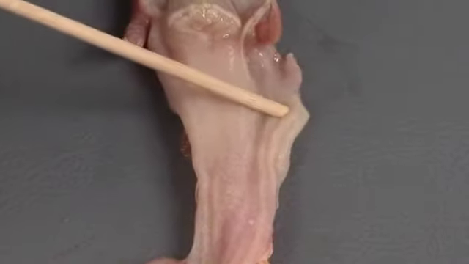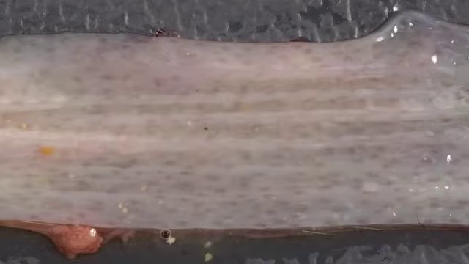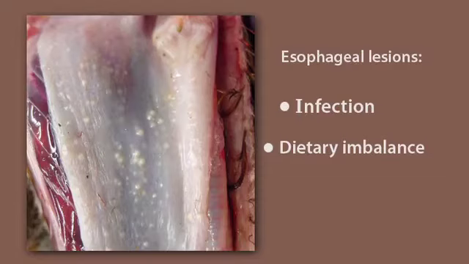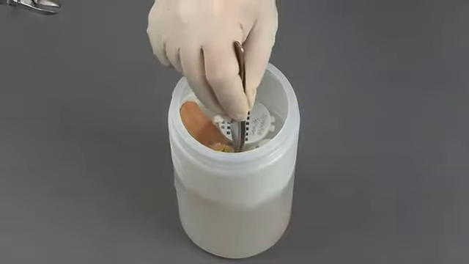The mucosal surface of the esophagus should be smooth and glistening. The cranial portion contains many glands, and the caudal portion has numerous longitudinal folds. The color along the entire length should be pale tan to pink. The presence of proliferative lesions may indicate an infection or a dietary imbalance. Remove a section of esophagus for fixation and place it in formalin.